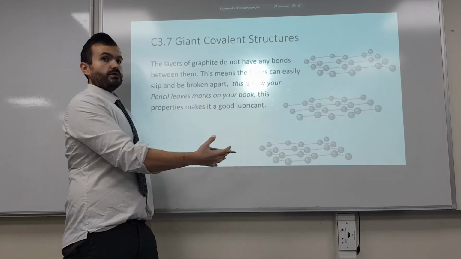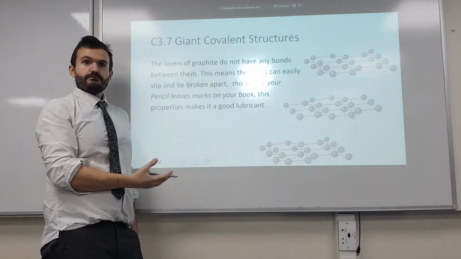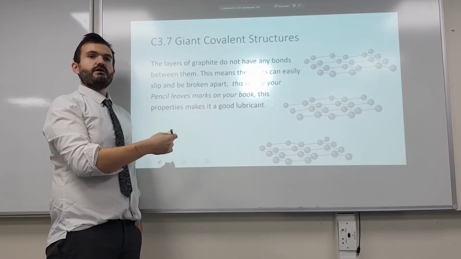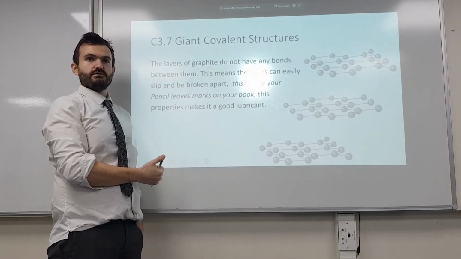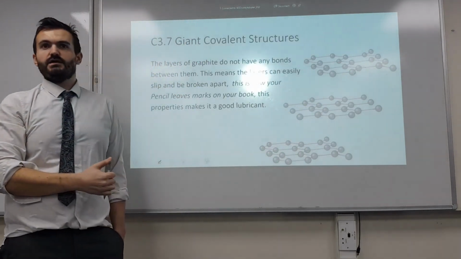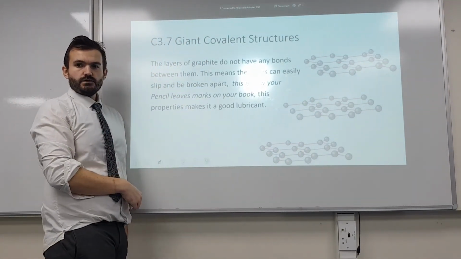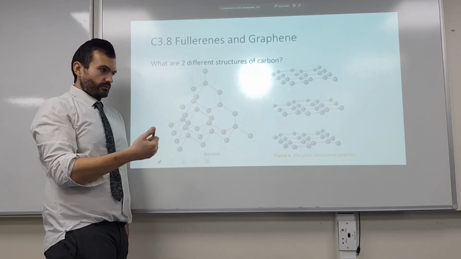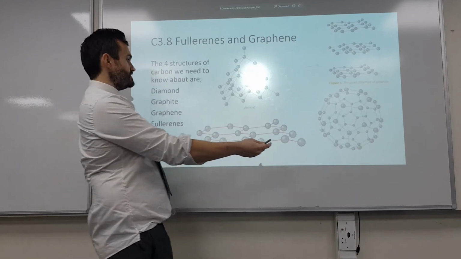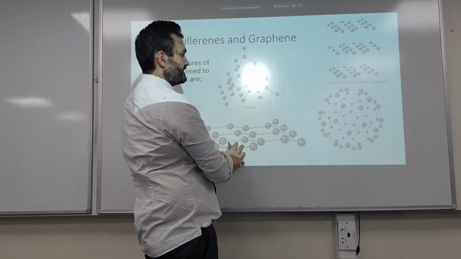They also can be used as a solid lubricant, purely because the layers will slide over each other very, very easily, which again is very unusual for a covalent material. And it's purely because that 4th electron isn't covalently bonded. So we've also got 2 more structures that we need to know about. We've got fullerenes and we've got graphene.